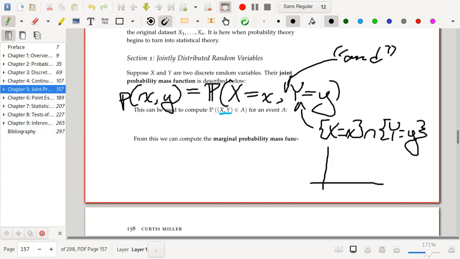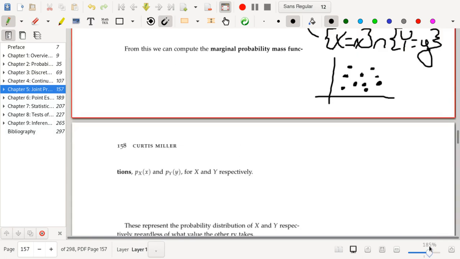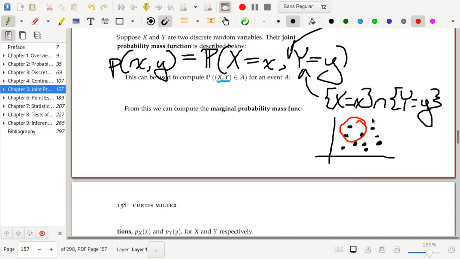Maybe if you like pictures, black dots are fine. We'll write down black dots, and the black dots represent possible values for these random variables. What we want to know is whether the pair of random variables ends up in the red circle. So the red circle would correspond with our event A. What is the probability that they end up in that event? Well, this is a probability mass function, so what we're going to do is just add up the values of the probability mass function where its inputs are in that set.